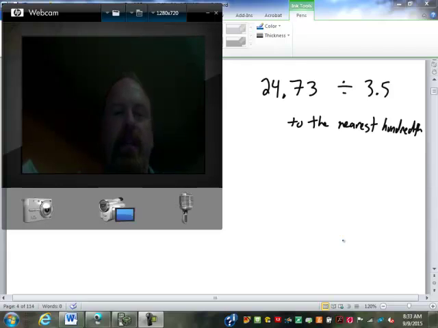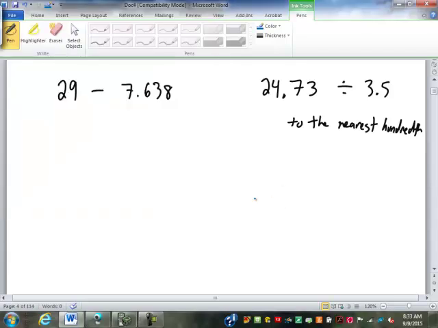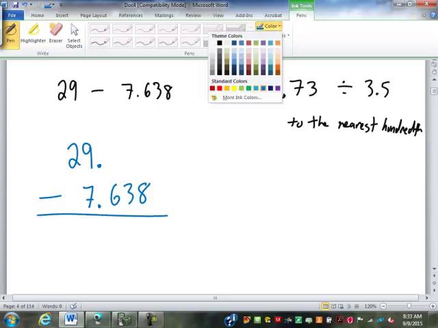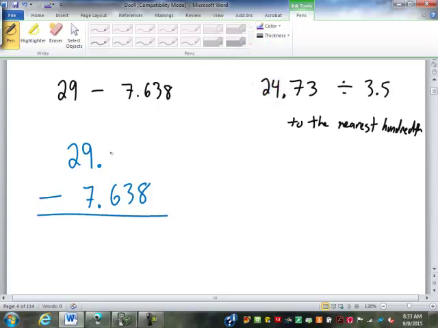Okay, so let's take a look at our two opener problems here. The first one, how do we set that up? We have the 29. What do we have to make sure we do with the next one? Line up the decimal. Put the decimal point at the end of the 29. So 7 point, that decimal point goes there. Now what do we need to do? Put in the zeros. Good.